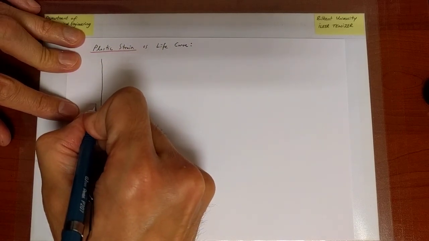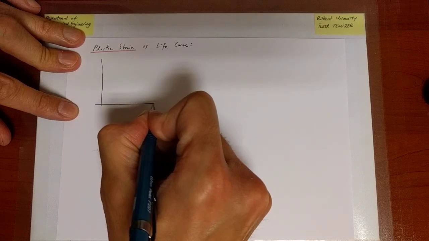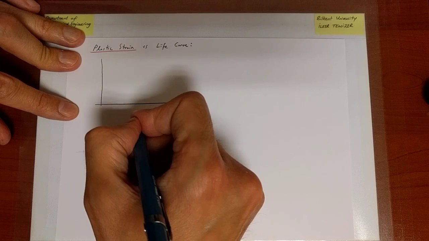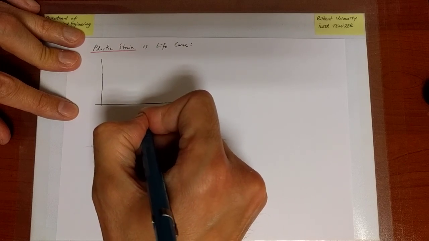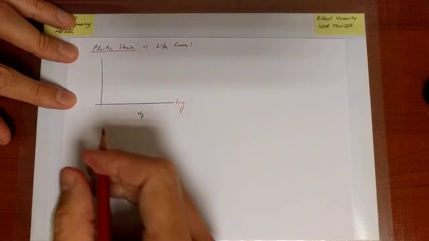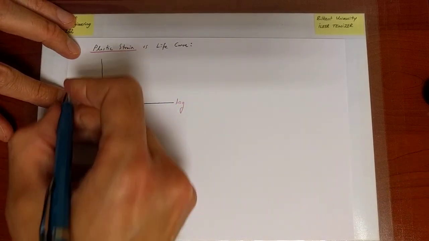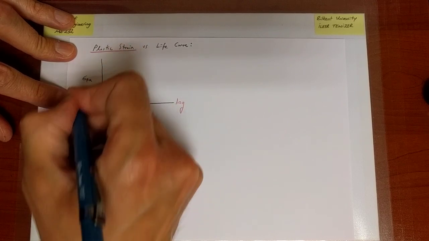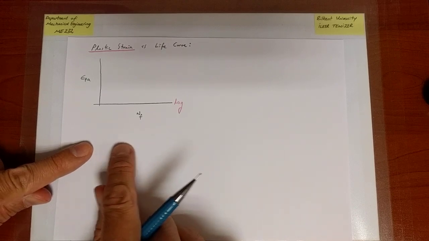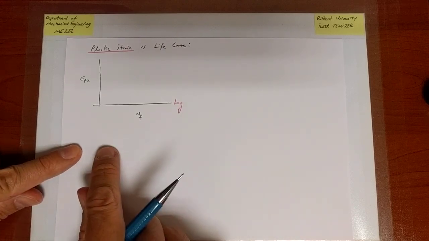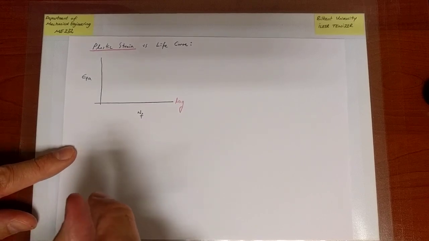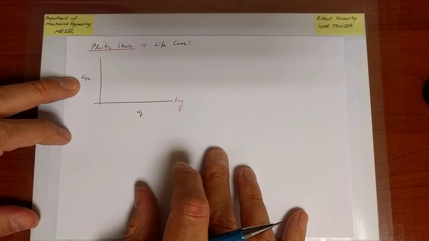So again, this is going to be our life. And as usual, it works on a log scale. Now, the vertical axis is going to be the plastic portion of the alternating strain. So when we cycle the specimen, we cycle it between a max and a minimum, a positive and a negative strain with a zero mean.